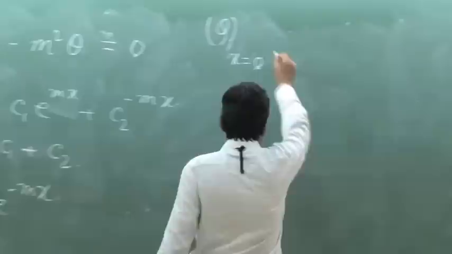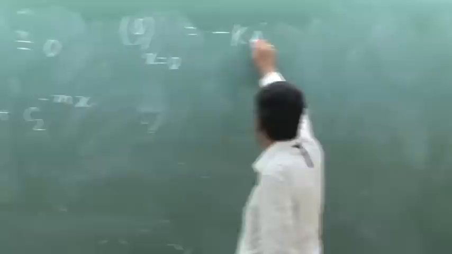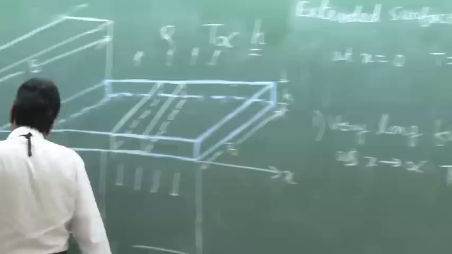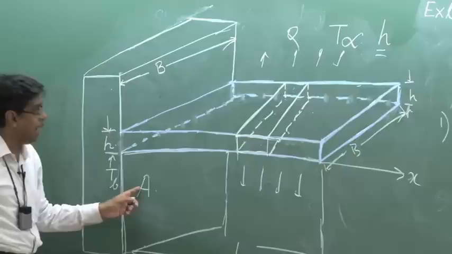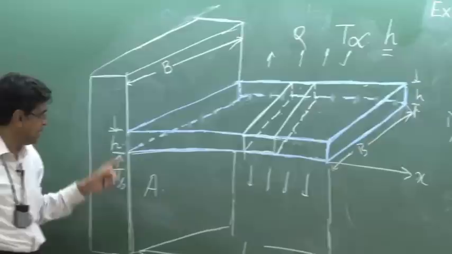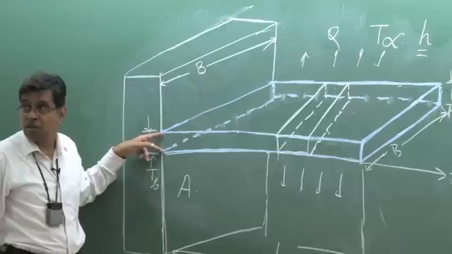Very simple. Minus k, area, dT dx. This area now I am using as the area of the fin. Earlier, when I introduced the problem, I told you this is the area of the wall A, but now whenever I am using area A, this is for the cross sectional area of the fin. In the equations also I derived that. Don't get confused with this area. So this is the cross sectional area of the fin, and in this problem we are considering a rectangular fin having constant cross sectional area. So therefore this is the cross sectional area A.